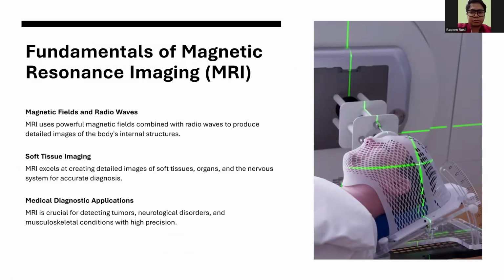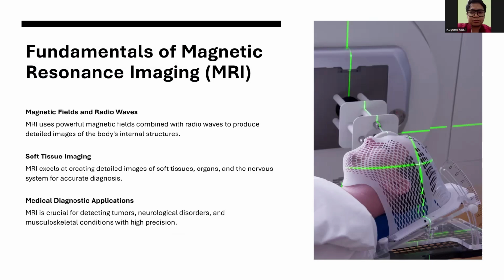Fundamentals of MRI, or magnetic resonance imaging. MRI uses powerful magnetic fields combined with radio waves to produce detailed images of the body's internal structure. So unlike X-rays that take frontal or side view, this one actually produces a detailed image of the inside from the top view down.